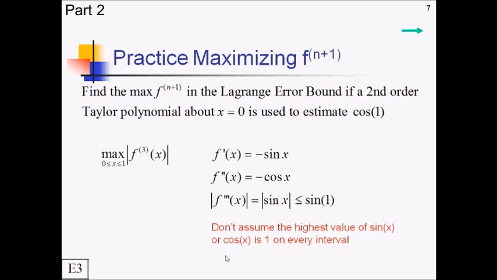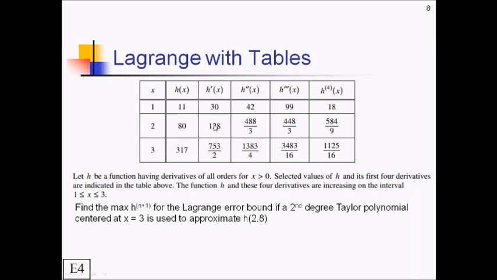On this problem, we've got a big old table with h and its first 4 derivatives, and we've got increasing values of these for the interval from 1 to 3. Based off of this, we want to find the n+1th max using Lagrange on a second-degree Taylor polynomial centered at 3, approximating h of 2.8. Pause the video, give this one a shot.